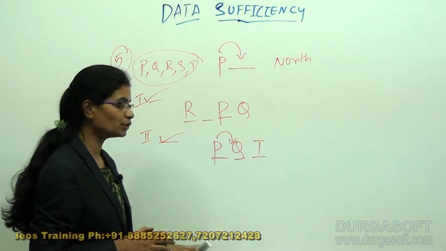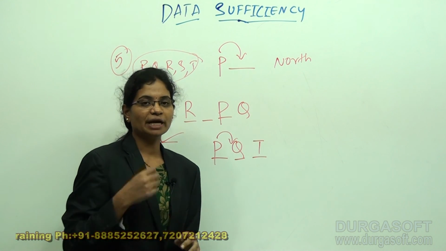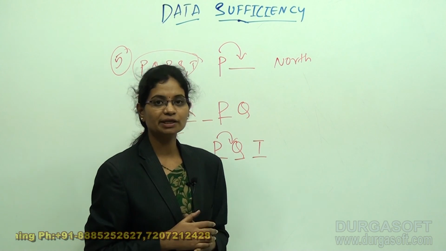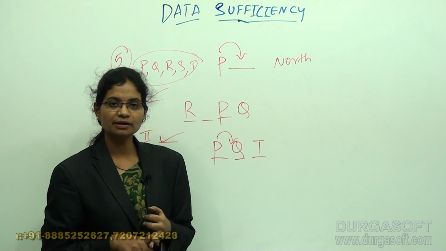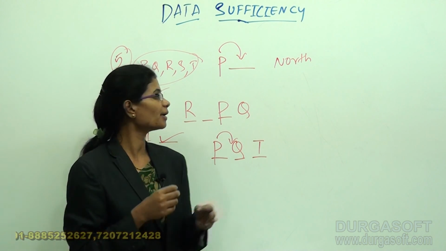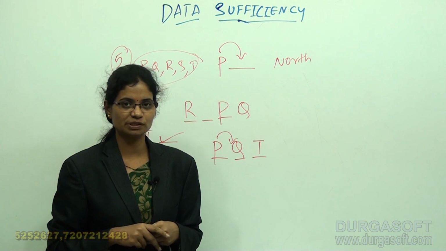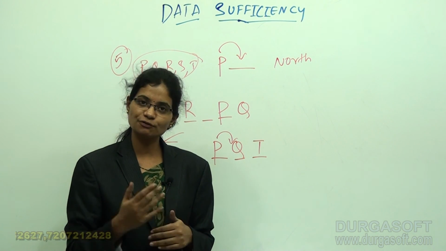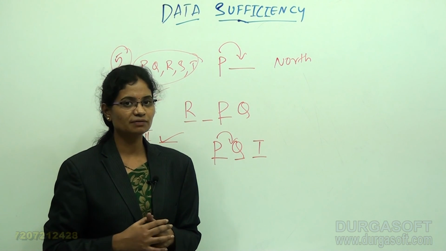So this is how you can go with data sufficiency related questions. Mainly from data sufficiency you will get questions from ranking tests, blood relations, coding-decoding and some sitting arrangement questions. From these 4 topics we generally get questions for competitive examinations.